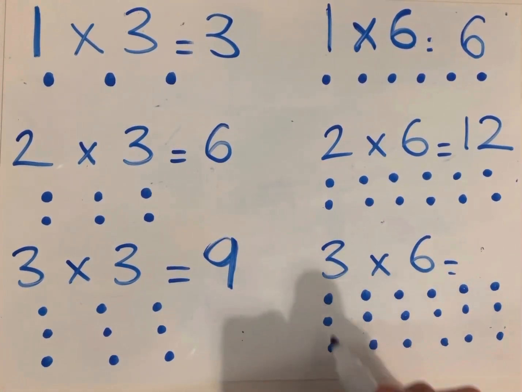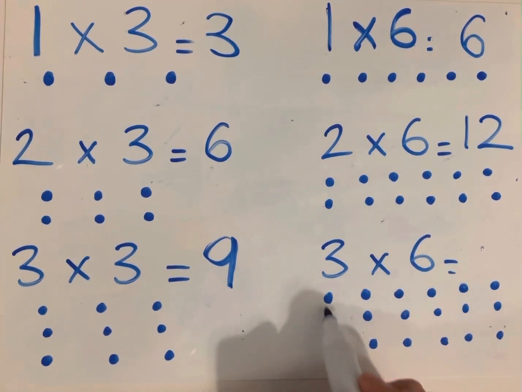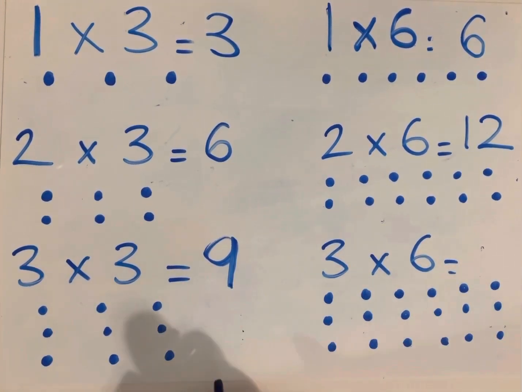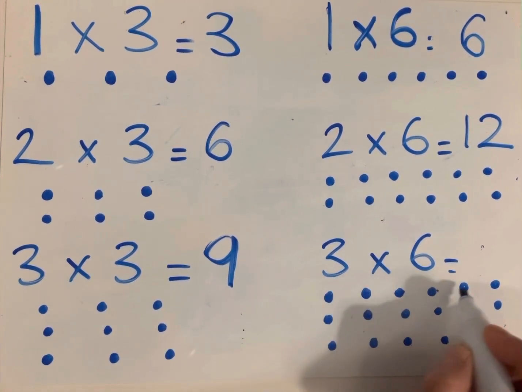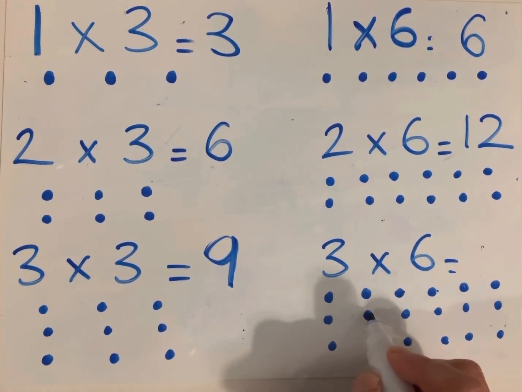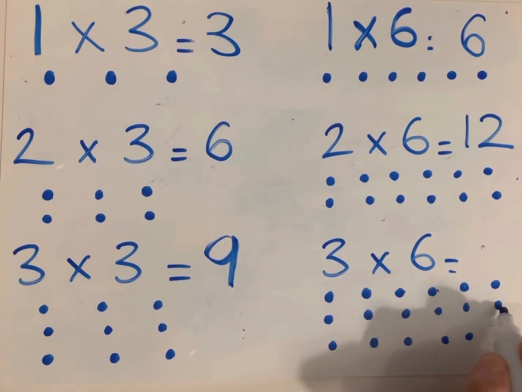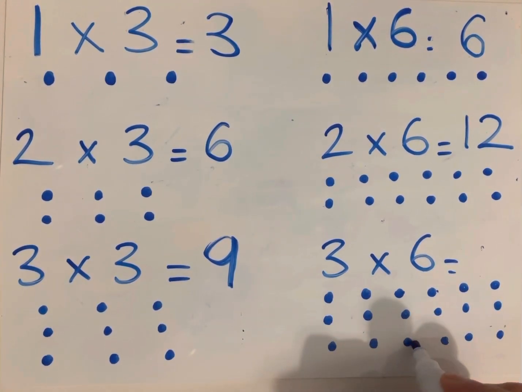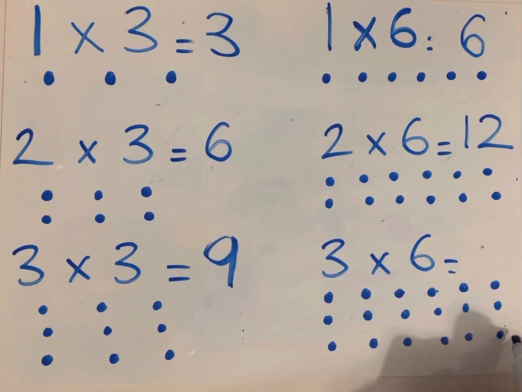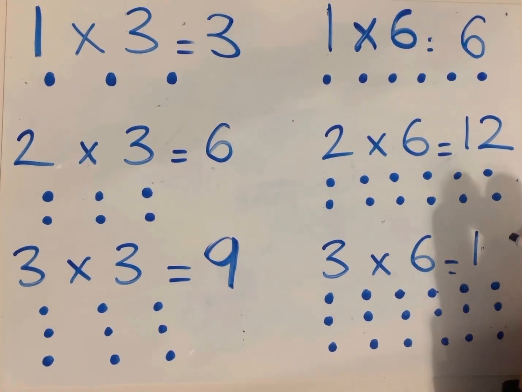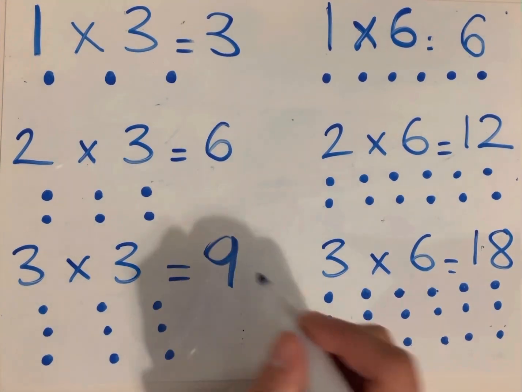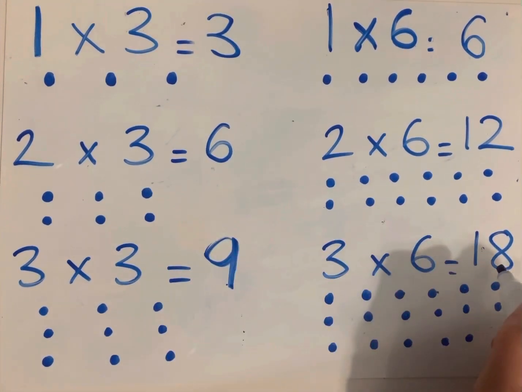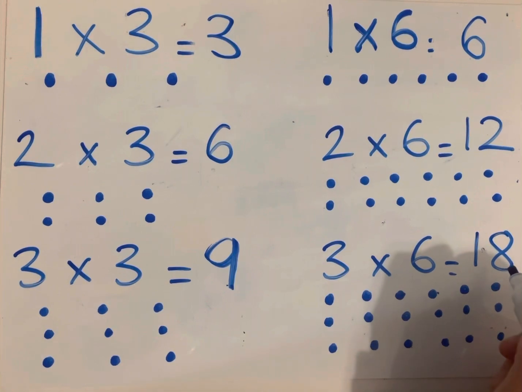So we can use our arrays again, and we have 3 rows of 6 columns. That means that we have 1, 2, 3, 4, 5, 6, 7, 8, 9, 10, 11, 12, 13, 14, 15, 16, 17, 18. So that means that 3 times 6 is 18. And that means that 9 doubled is 18.